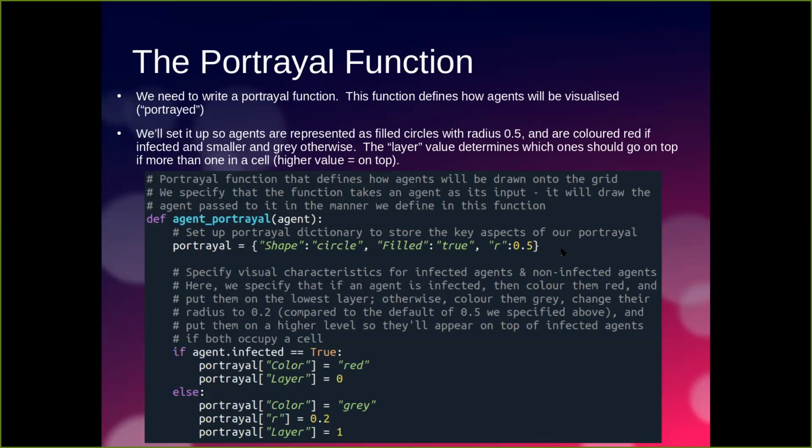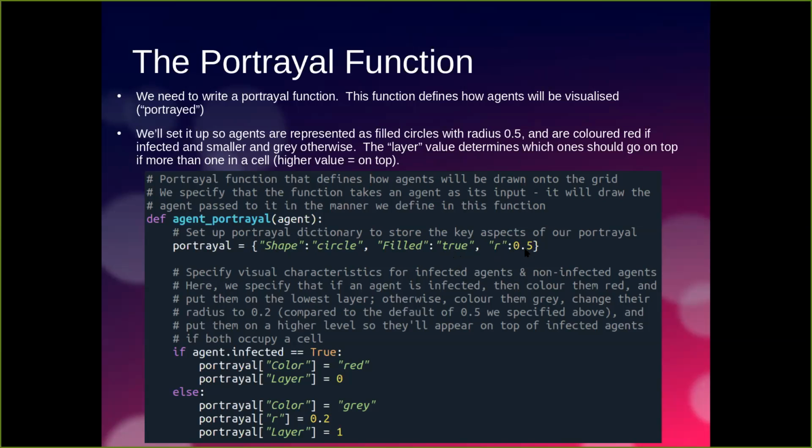Now we set up the portrayal as a dictionary, and we set it up with all of the key aspects of our portrayal. So I've called my portrayal, just for simplicity, and I've set that up as a dictionary. And I've set up certain key aspects about my portrayal. So I've said I want agents portrayed with the shape as a circle. Filled is true, so I want them to have a filled color. I don't want them to be empty circles. And I want my radius to be 0.5.